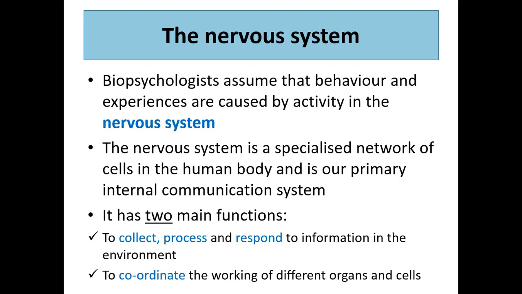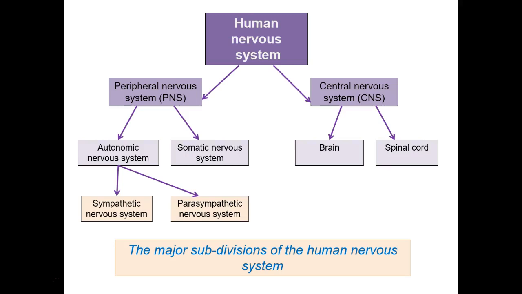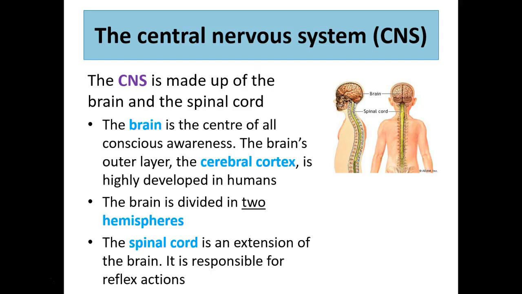information. Your nervous system is split into two subsystems, which is your central nervous system and your peripheral nervous system. Your central nervous system consists of your brain and your spinal cord, and your peripheral nervous system, your autonomic and your somatic nervous system. Your autonomic nervous system is further split into your sympathetic system and your parasympathetic system. We'll now look at each of these in more detail.